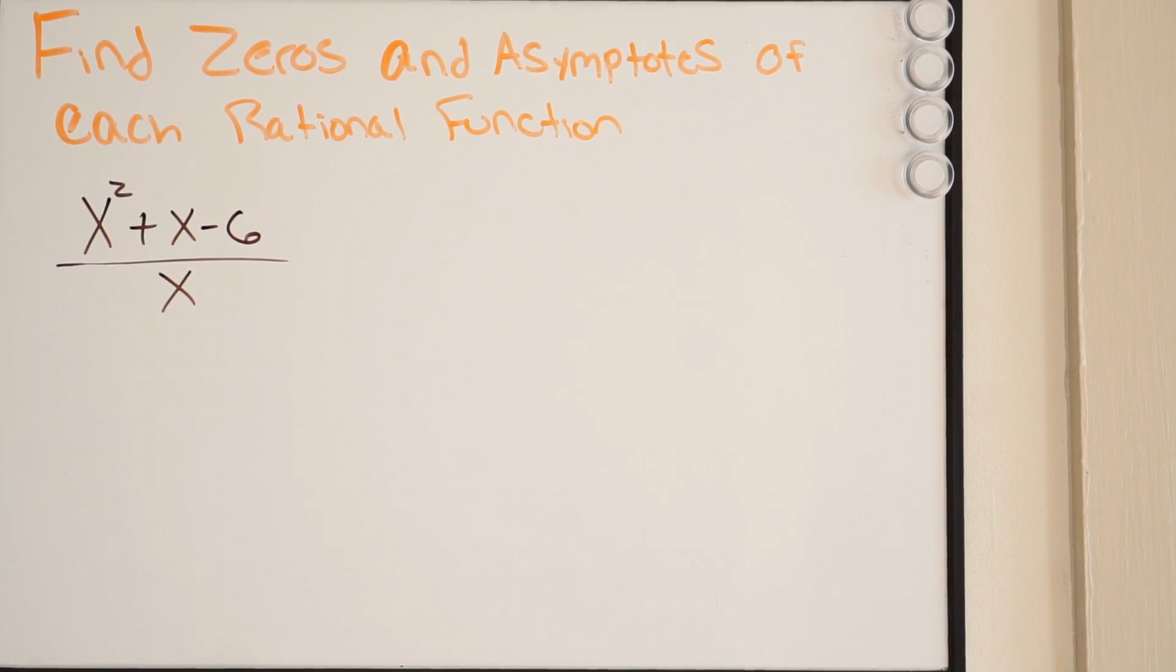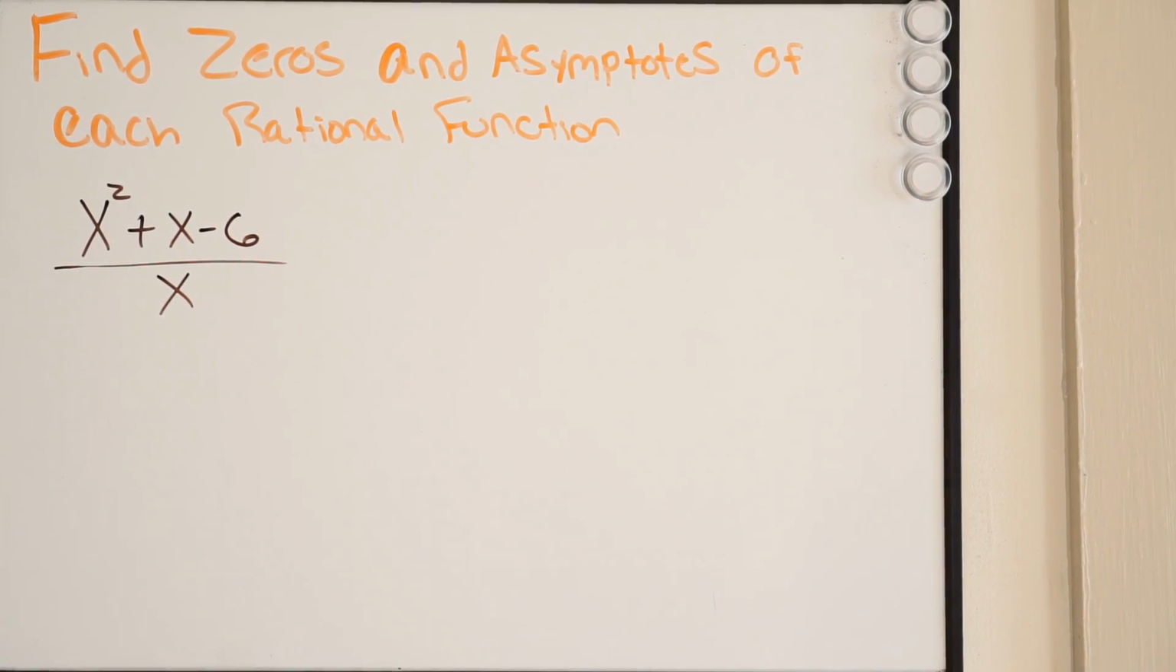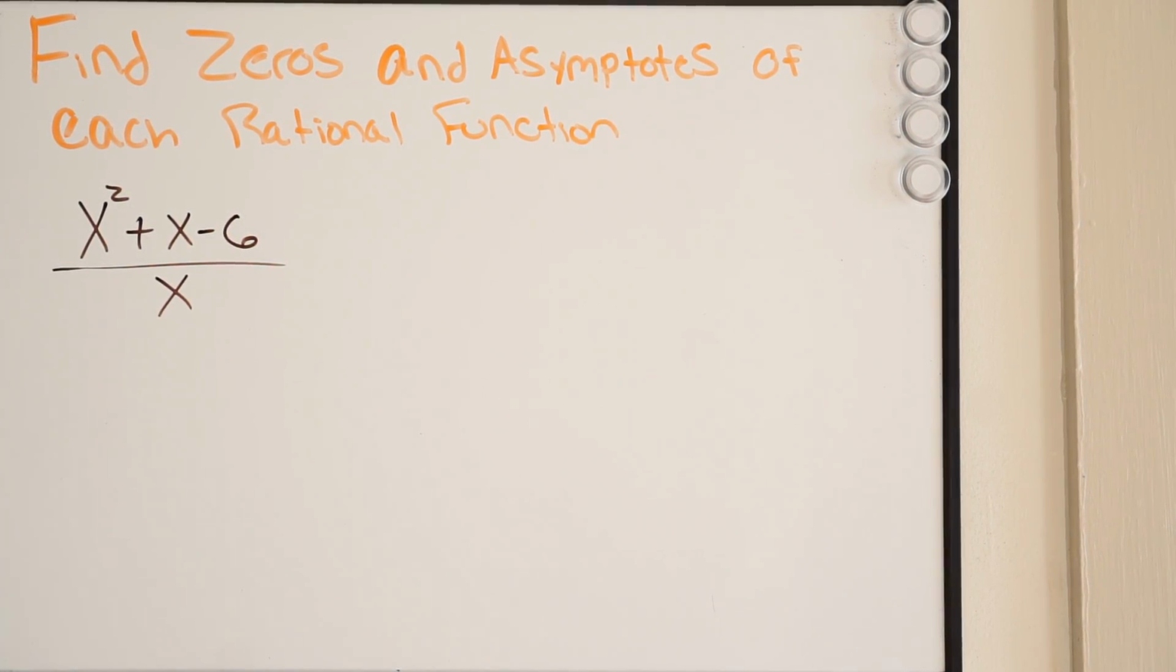Alright guys, so now we're going to start putting this all together. The problem is asking us to find the zeros and asymptotes of each rational function. We went over how we can find the vertical asymptotes, how we can find the horizontal asymptotes, and we also went over how to find the zeros. So let's do a couple problems here and put it all together.